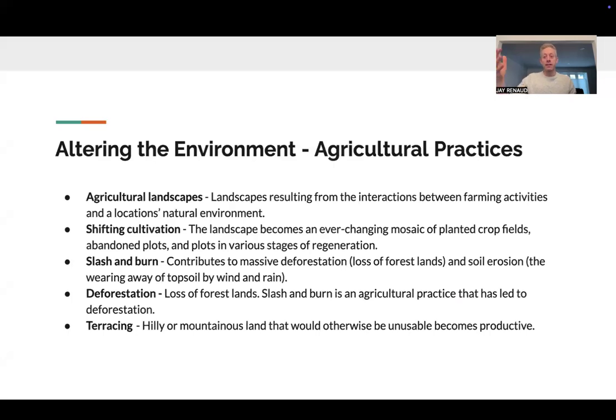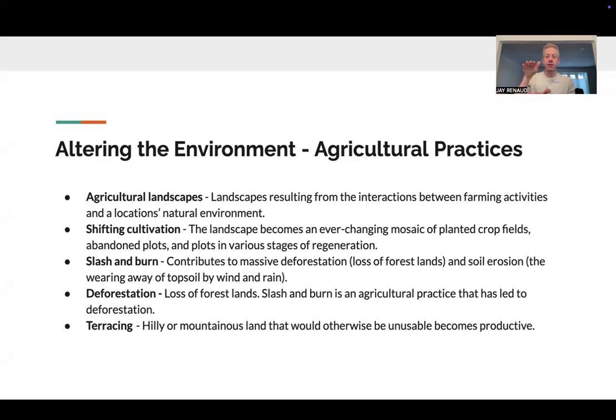Altering the environment. Does agriculture alter the environment? Yes, of course it does. Of course it does. These are some different ways in which it does, from shifting cultivation to slash and burn. Slash and burn will lead to deforestation.